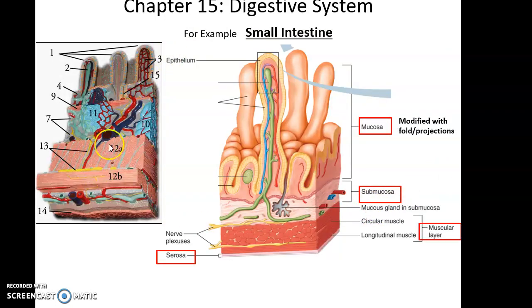All right, here's a cross section of the wall of the small intestine. The wall of the small intestine again has the mucosa. Here's the open space or lumen. Here's the mucosa with, in this case, specialized projections that push up into the space, the lumen inside the small intestine. Then you have the submucosa with all those glands and blood vessels associated with it, the muscular layer, and the serosa.